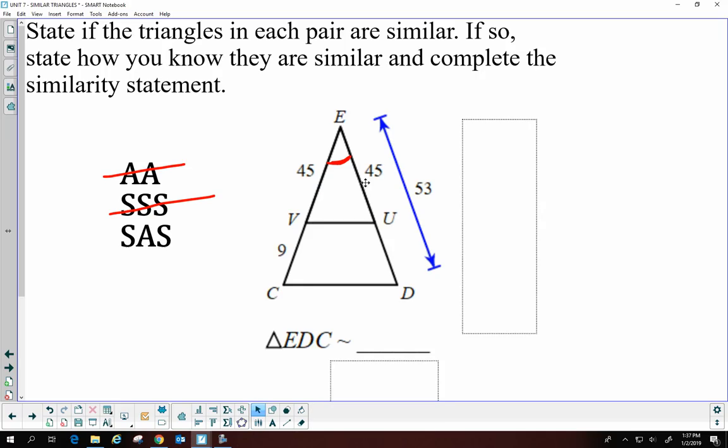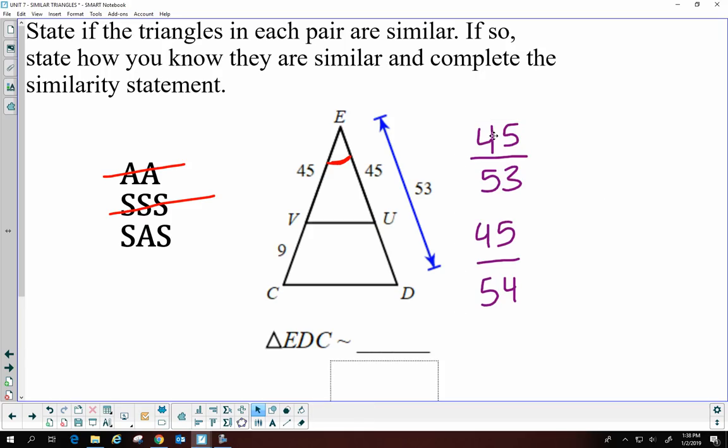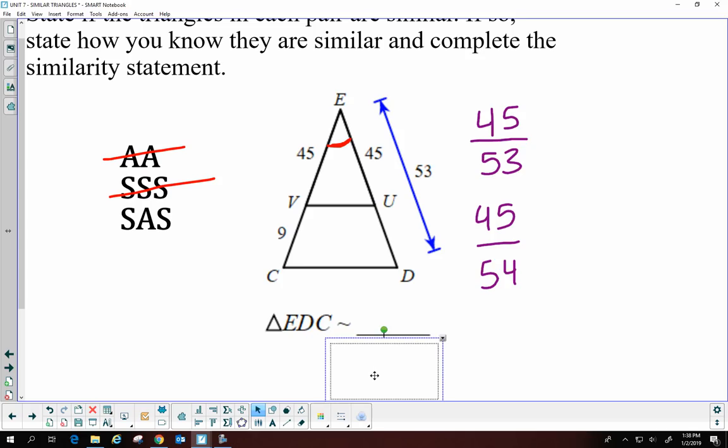So in the small triangle, this side's 45. In the big triangle, it's 53. The small triangle on this side is 45. And then this whole length, we just add these two pieces together and get 54. And you could probably tell right away that 45 divided by 53 and 45 divided by 54 are not exactly the same. They're pretty close, but they're not the same. And so these triangles are not similar.